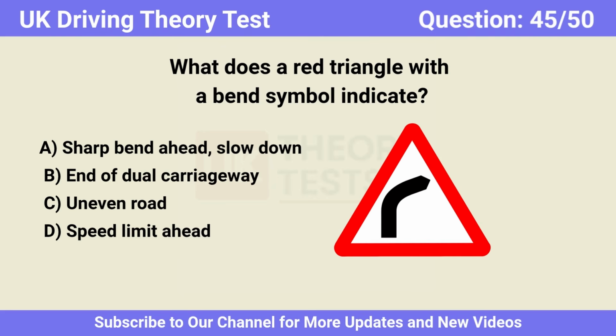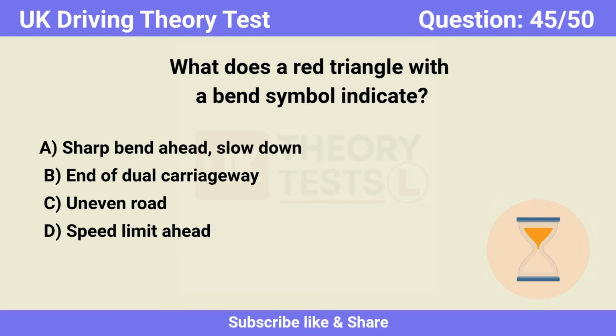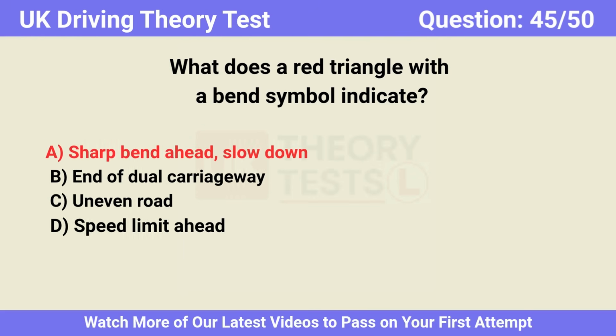What does a red triangle with a bend symbol indicate? A. Sharp bend ahead, slow down. B. End of dual carriageway. C. Uneven road. D. Speed limit ahead. Correct option is A. Sharp bend ahead, slow down.